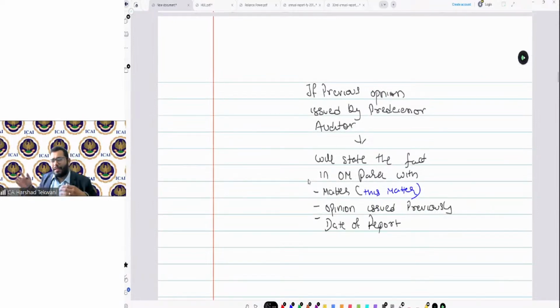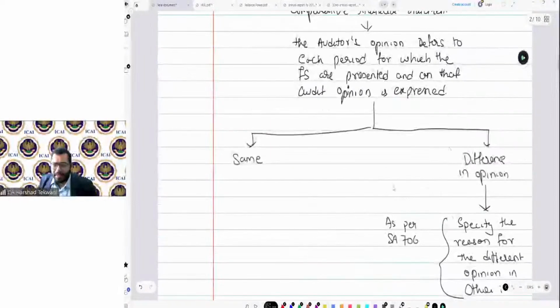Now this matter means that there was already an opinion issued by predecessor auditor on the financial statement of this particular year, like the fact that we are required to state that the financial statement of the prior period were audited by a predecessor auditor. Now that will be the case when I'm not revising the opinion. I don't have a different opinion. If the same opinion is there, then it is fine. If there's a different opinion, then a difference in opinion will follow over here. Specify the reason why there was a difference in opinion.